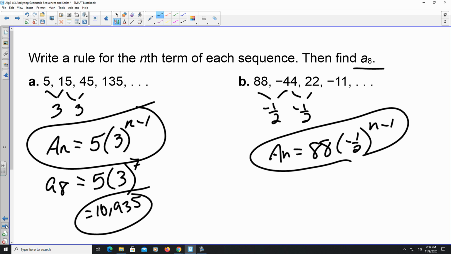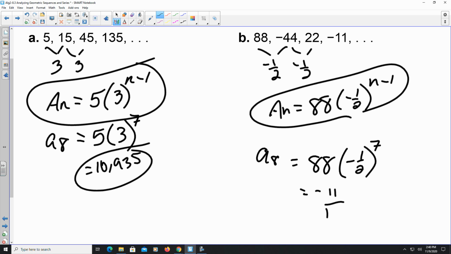If I'm trying to find a sub 8, it's going to be equal to 88 times negative 1/2, and that is going to be raised to the 7th power. So that raised to the 7th power is negative 1 over 128, times 88. I get an answer of negative 11 over 16.